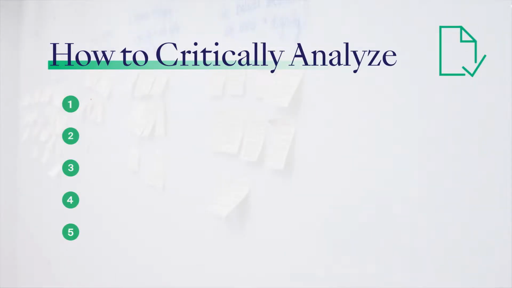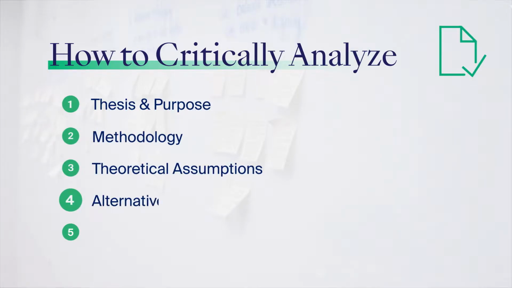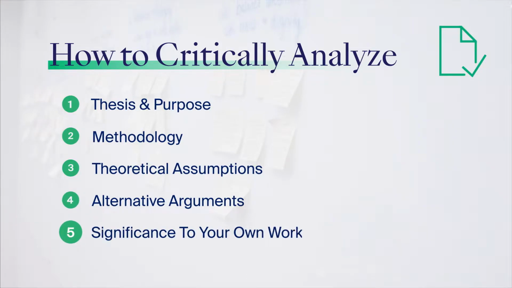The 5 steps for critically analysing are thesis and purpose, methodology, theoretical assumptions, alternative arguments, and significance to your own work. The notion of critical analysis can be confusing.